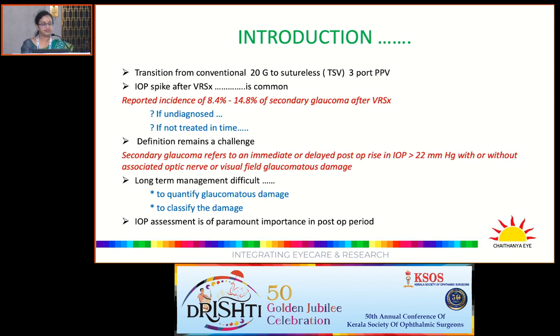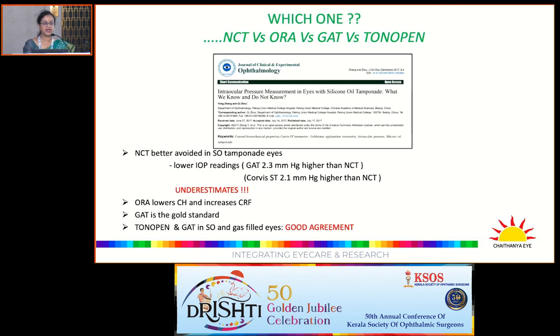That's important. Second, a further important thing is that progressive damage assessment in the post-op visits again is difficult because it's difficult to quantify the glaucomatous damage, which is very important in the management strategy. So in the post-operative period, IOP assessment is of paramount importance. Now, which tonometer would you use? This study compares NCT, and in the pilot study it compared the Corvis with the GAT, and their further study compared NCT with Ocular Response Analyzer with GAT, and they came to the conclusion that NCT underestimates in silicone oil tamponade eyes, also in gas-filled eyes because of the gas compressibility.